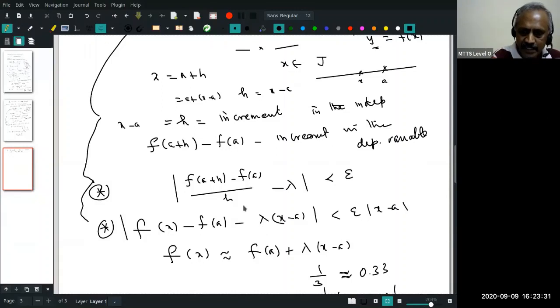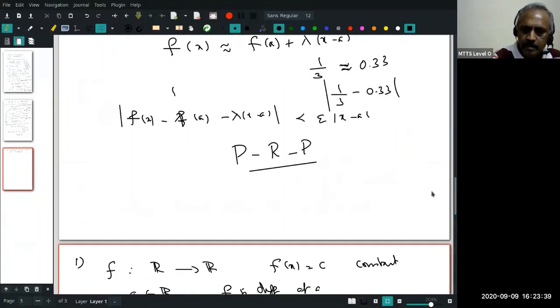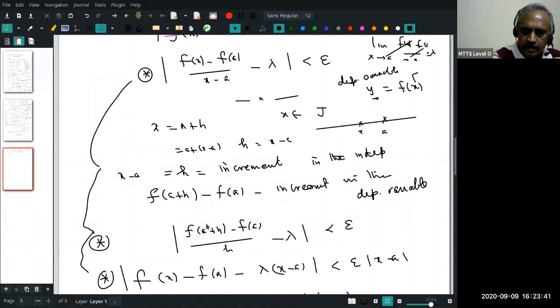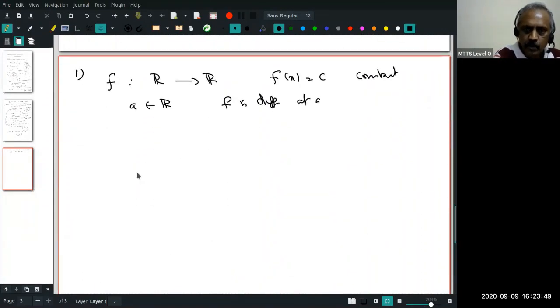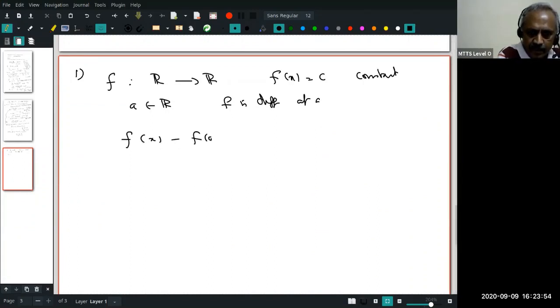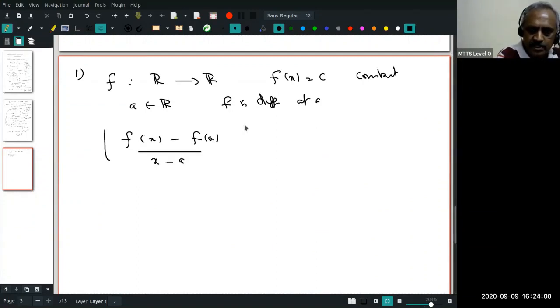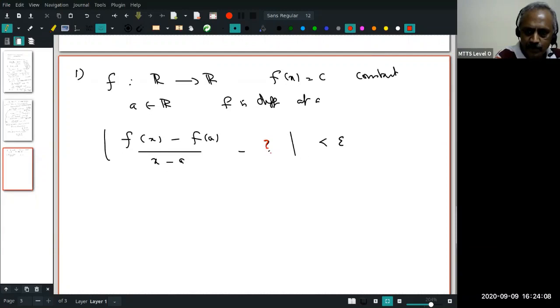If I know the answer, I can check that mod of f of x minus f of a minus lambda into x minus a is less than this, or the other way around: mod of f of x minus f of a by x minus a minus lambda is less than epsilon. You understand? So what I do is I simply start writing it. f of x minus f of a by x minus a. I want to estimate this minus something, which should be less than epsilon. This lambda is not known to me at present. Of course, all of you know the answer, but I don't know it.